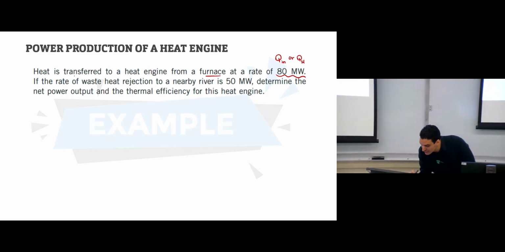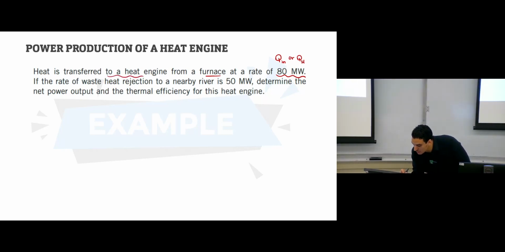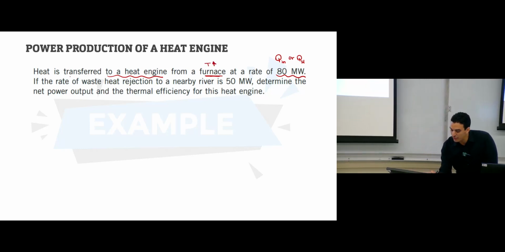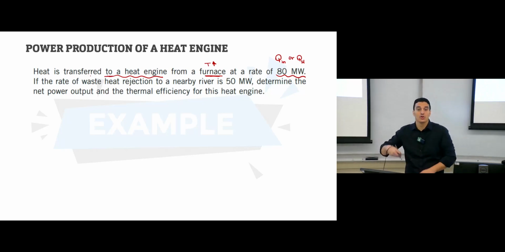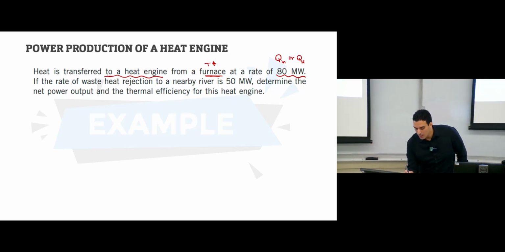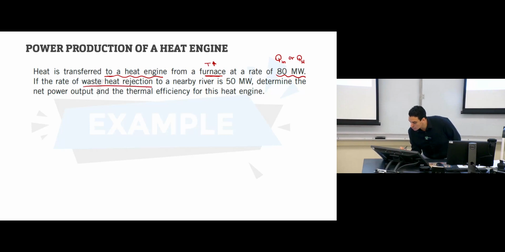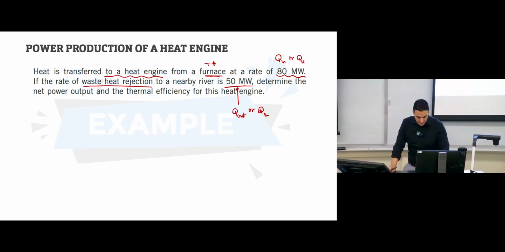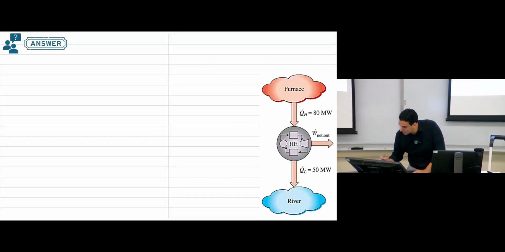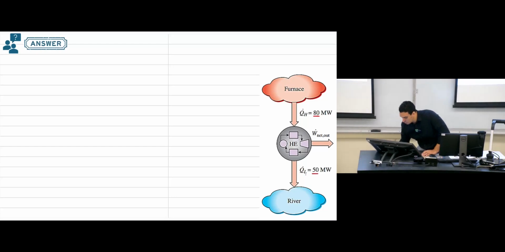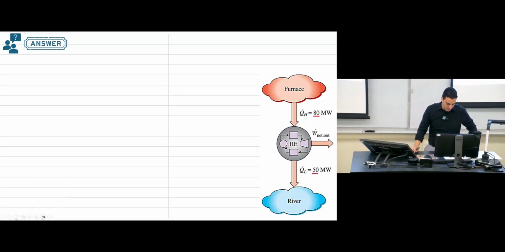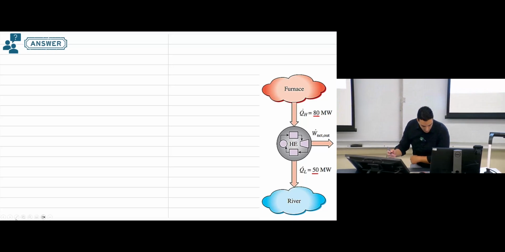It said heat is transferred to a heat engine from a furnace. This furnace is the high temperature source, and this heat is transferred to the heat engine, to the working fluid of this heat engine. If the rate of waste heat rejection to a nearby river is 50 megawatt, this number represents what? This is Q out or QL. Okay, so we need to find the thermal efficiency. So we have QH is 80 megawatt, QL is 50 megawatt. So you can calculate thermal efficiency, and even you can calculate net work.